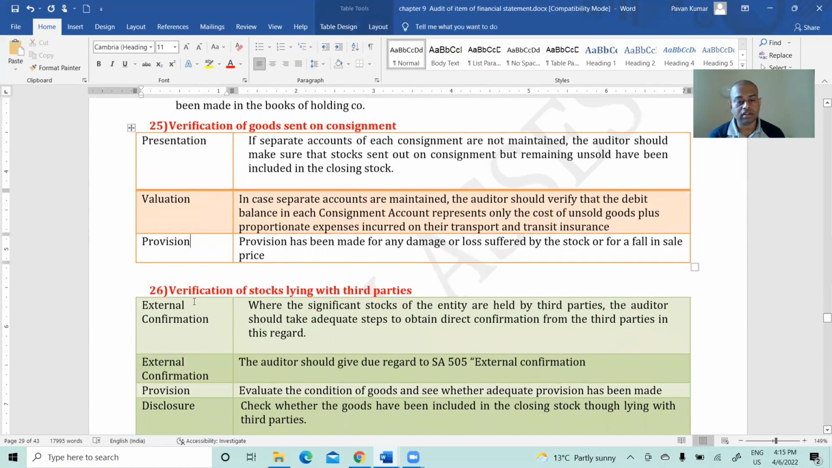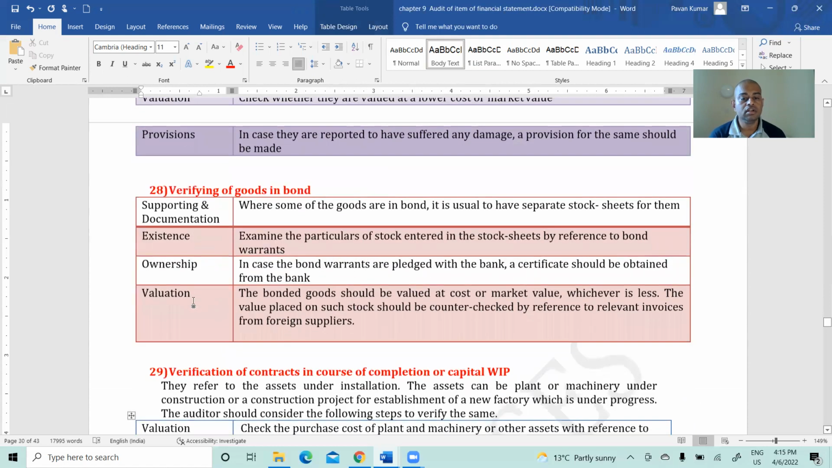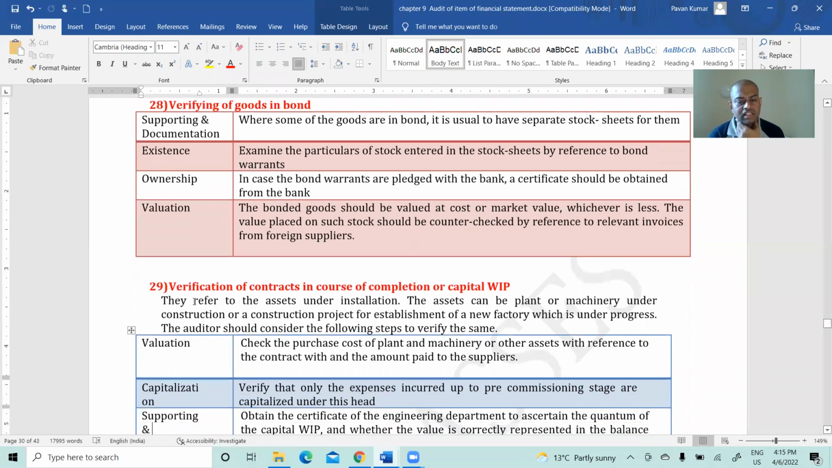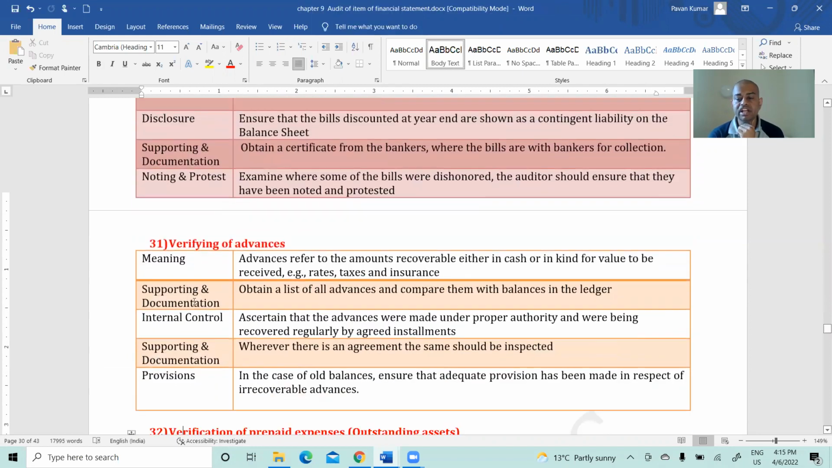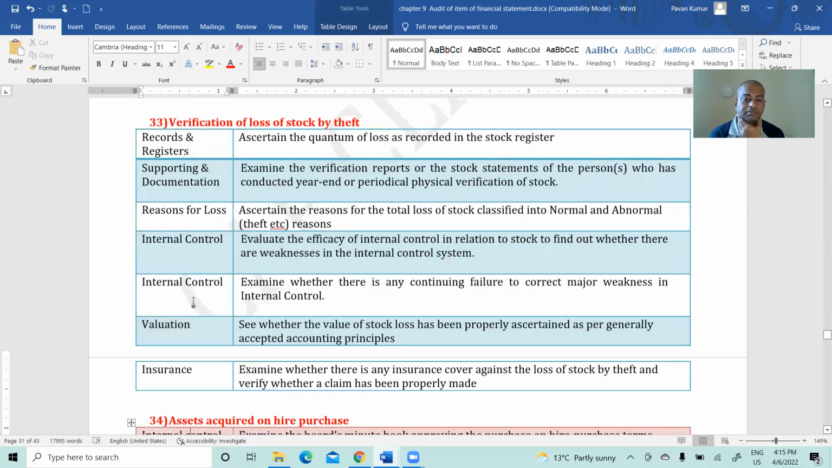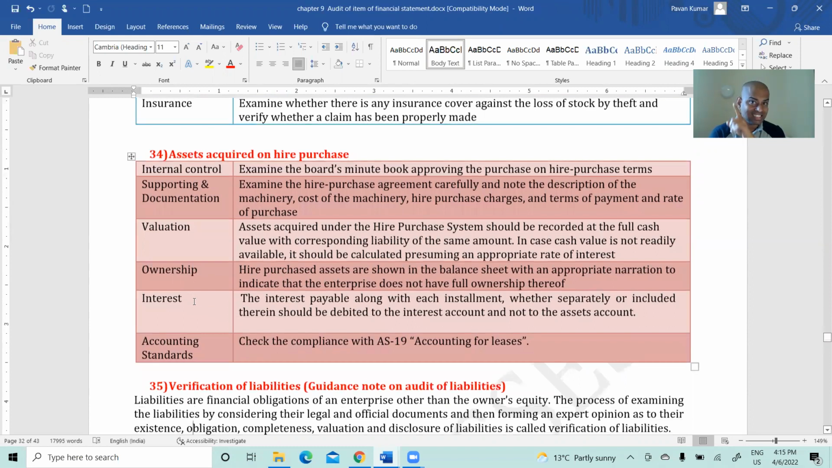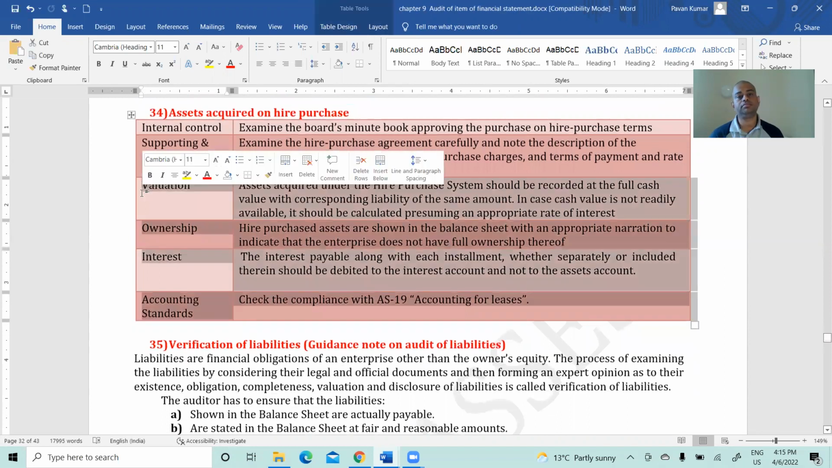Then goods sent on consignment. Then stocks lying with third parties. Then goods sent on sale on approval basis. Verification of goods in bond. What is goods in bond? We'll see. Then capital work in progress. Verification of bills receivable. Verification of advances. All these are current assets. Prepaid expenses. Loss of stock by theft. Assets acquired on hire purchase we covered already. So with this, verification of assets is over.